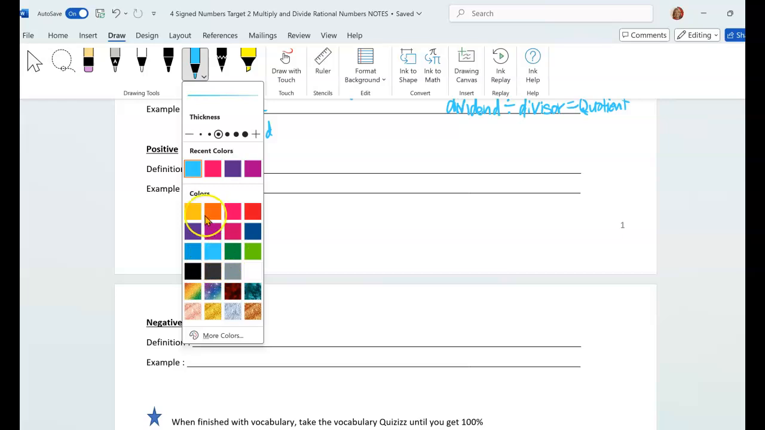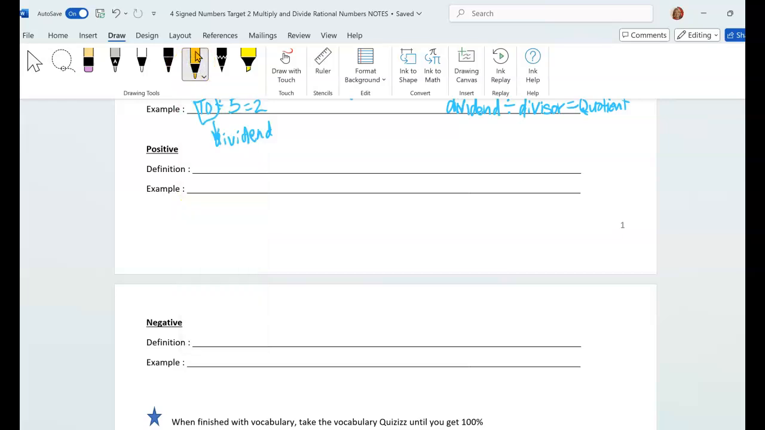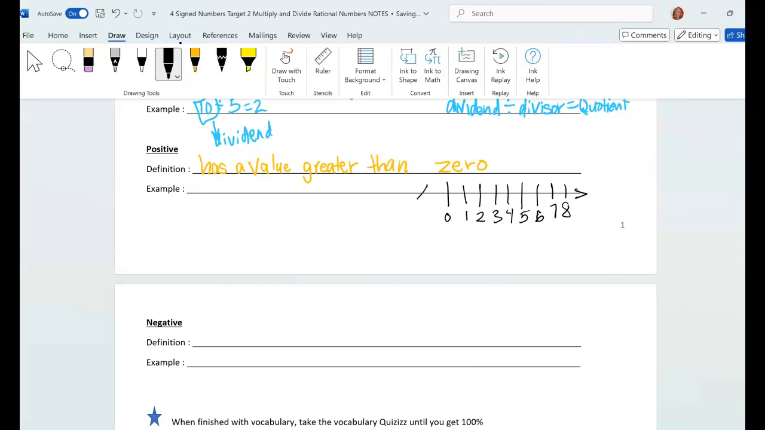And now we're ready for positive. A positive number basically has a value greater than 0. And I am going to do my best job drawing a number line, starting with 0, 1, 2, 3, 4, 5, 6, 7. Oh, yay, I made it to 8. Okay, so there is my lovely number line. What a great looking arrow there.